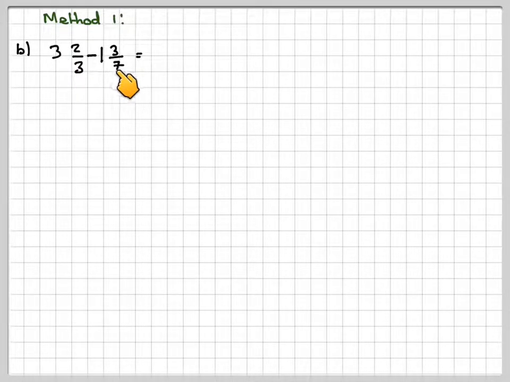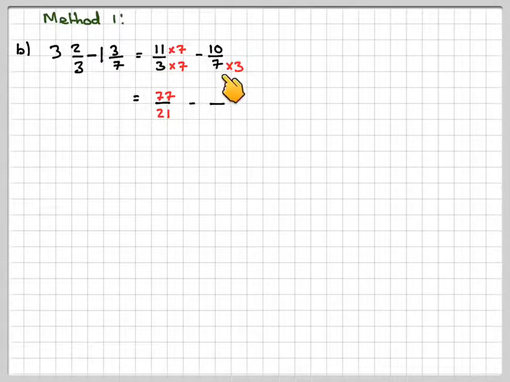Right, second one. And we've got 3 and 2/3 minus 1 and 3/7. So convert it into an improper fraction. 3 3s are 9 plus 2 makes 11 over 3. 1 7 is 7 plus 3 makes 10 over 7. Common denominator will be 21. So here we multiply the 3 by 7 to get 21. And we multiply the 11 by 7 to get 77. And then we're going to multiply the 7 by 3 to get 21. And then the numerator by 3 to get 30.